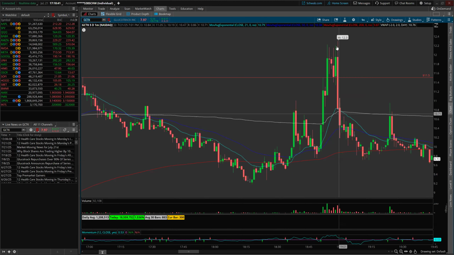Because it looked like we wanted to pump, right? But when there's such a heavy rejection like that, there's really no point in staying in it. The direction has been determined, I would say.